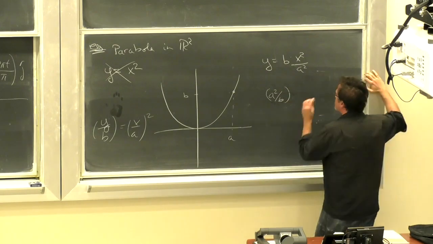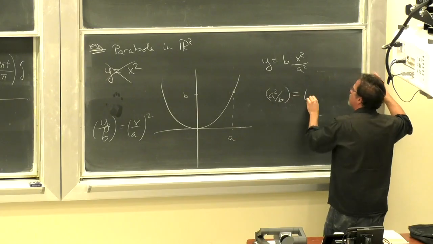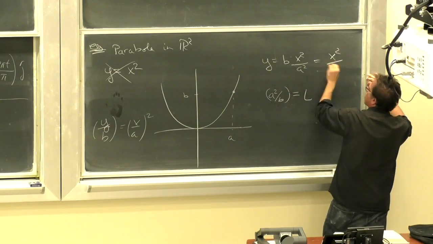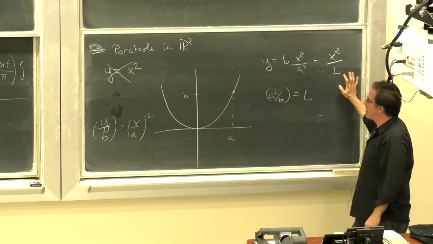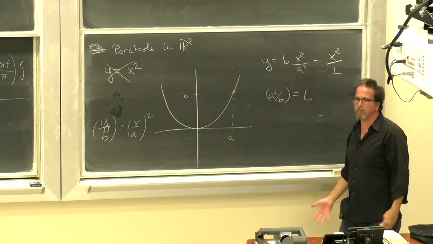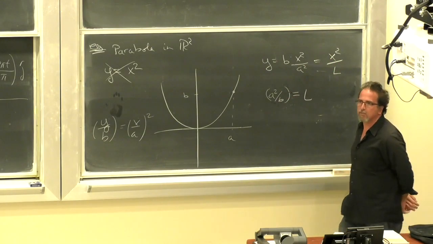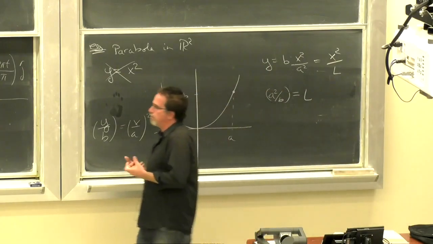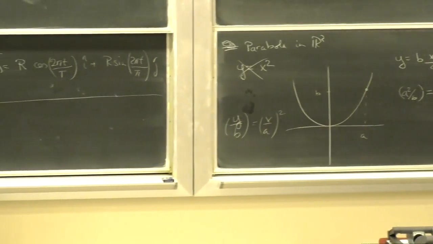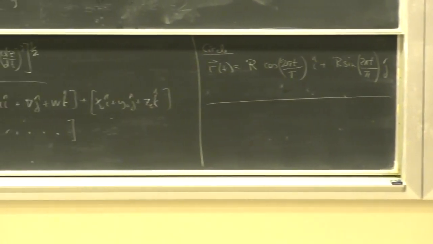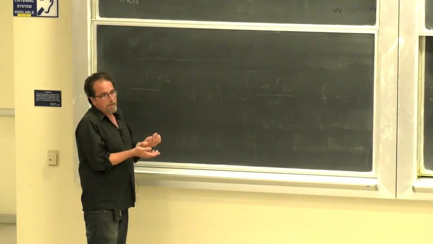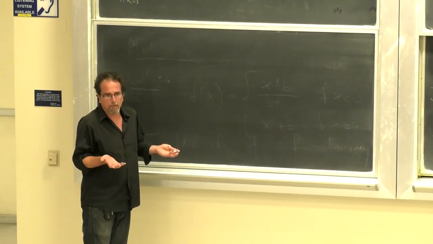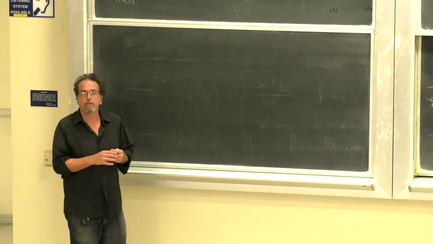So I could simplify this notation by just calling this L. I'm going to call this x squared over L. And you now see that if L is equal to this, it goes through the right point. Now I'm going to just talk about L. Okay? So this is a one-parameter shape. Now this is the explicit form of the parabola. I'd like to make a parametric form of the parabola. Okay?